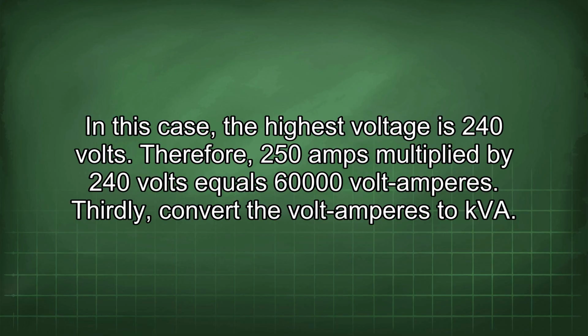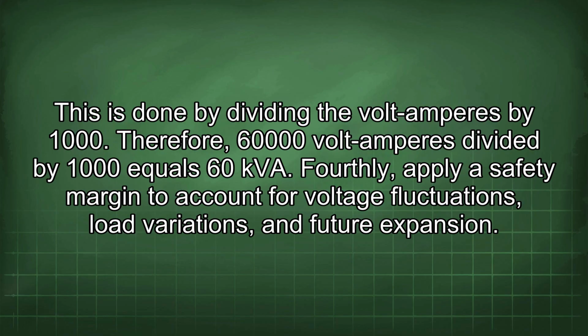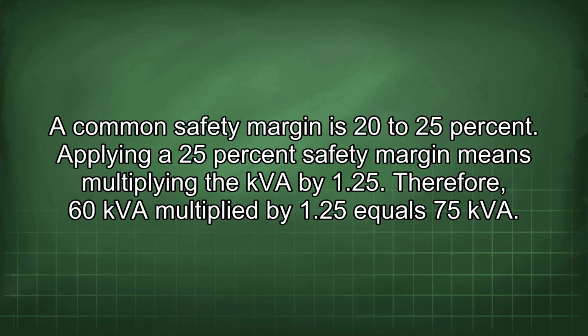Thirdly, convert the volt amperes to kVA. This is done by dividing the volt amperes by 1000. Therefore, 60,000 volt amperes divided by 1000 equals 60 kVA. Fourthly, apply a safety margin to account for voltage fluctuations, load variations, and future expansion. A common safety margin is 20 to 25%. Applying a 25% safety margin means multiplying the kVA by 1.25. Therefore, 60 kVA multiplied by 1.25 equals 75 kVA.